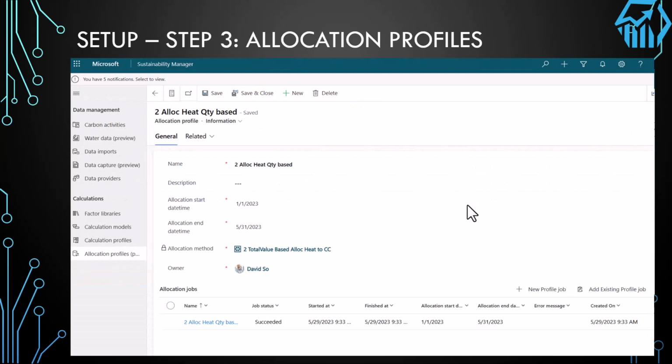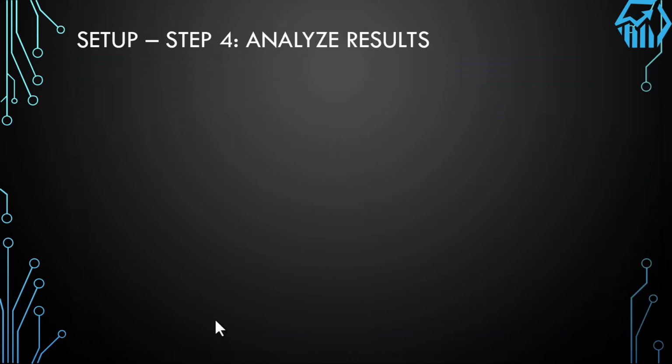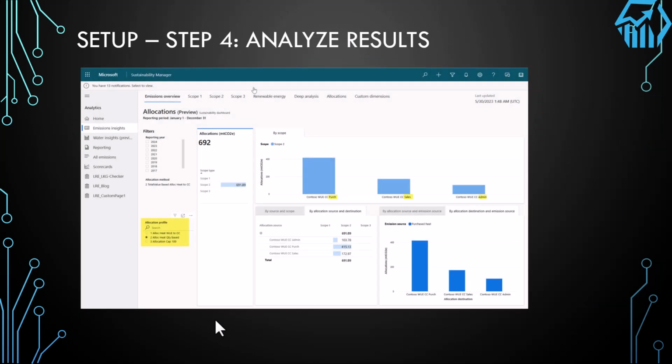Next thing, once you have defined the allocation details, then you set up an allocation profile. And this is basically just telling the system, okay, do an allocation with this method for this period, and the result can then be seen here. And if you click on the hyperlink, you can also see the individual calculations that have been made. And then of course at the end you see here a dashboard with the results.